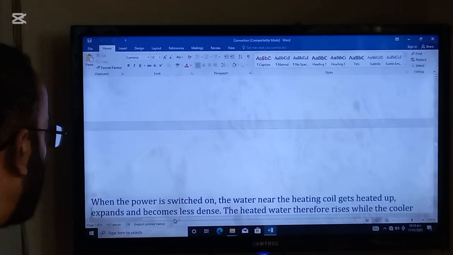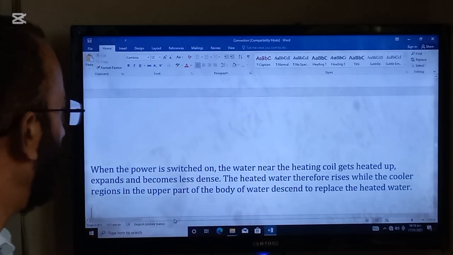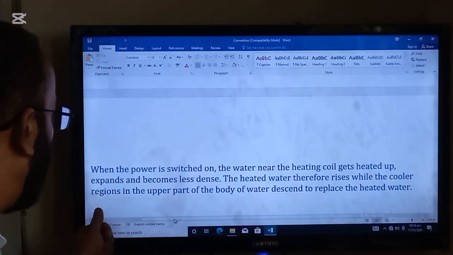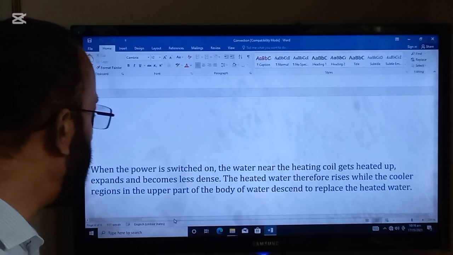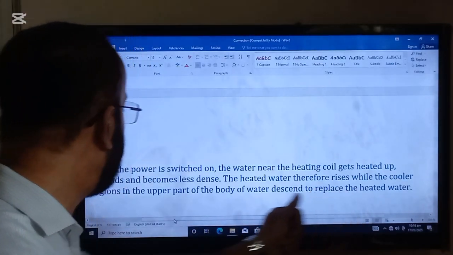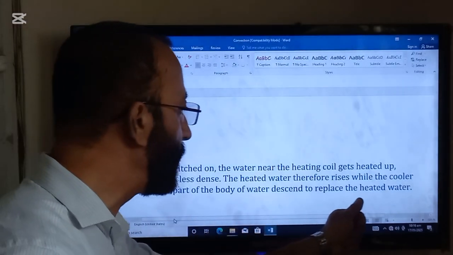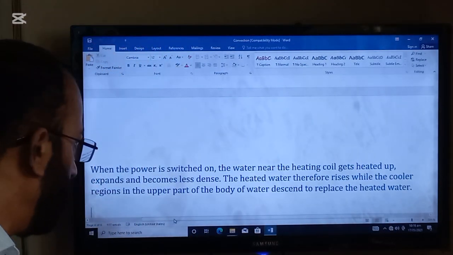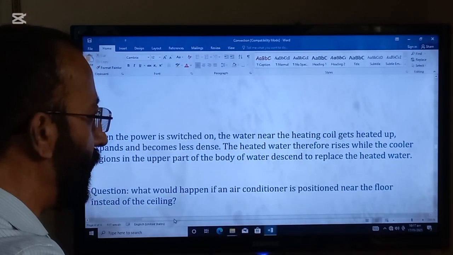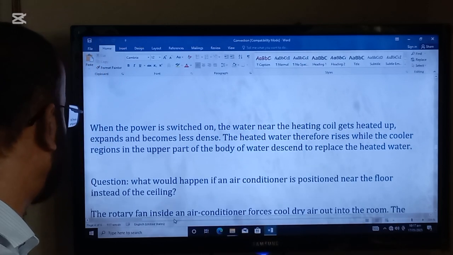Now the explanation is, when power is switched on, the water near the heating coil gets heated up, expands, and becomes less dense. The heated water therefore rises while the cooler region in the upper part of the body of water descends to replace the heated water. That's how the convection current takes place in the kettle and the water warms uniformly.